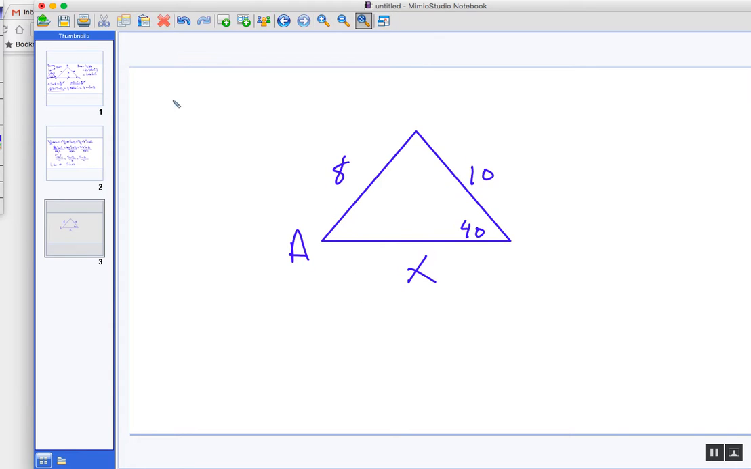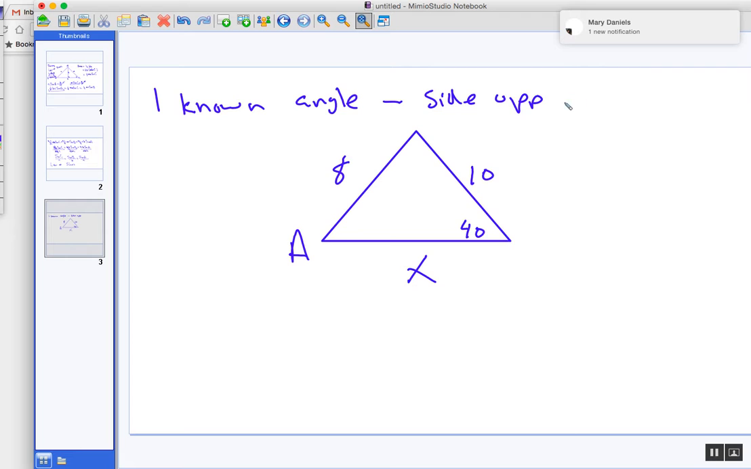So to be able to use the law of sines, you need to have at least one known angle and side opposite that angle pair. So we have angle 40, and opposite angle 40 is 8. So we do have one known angle-side pair. We also need one other bit of information. It doesn't matter what. I have side 10, that's great. I could have another angle, as long as I have one other piece of information so I can set up that proportion.